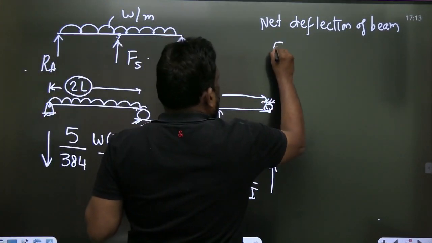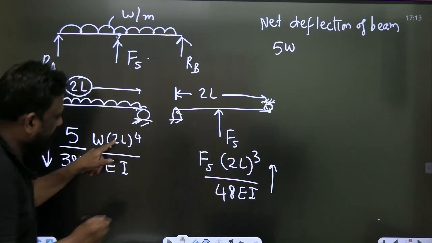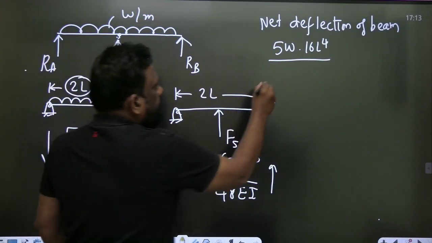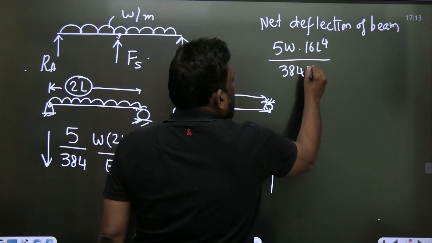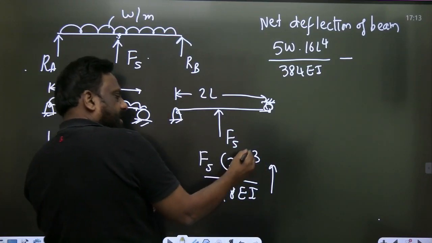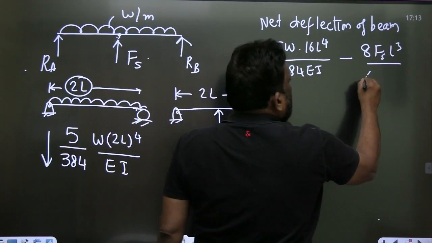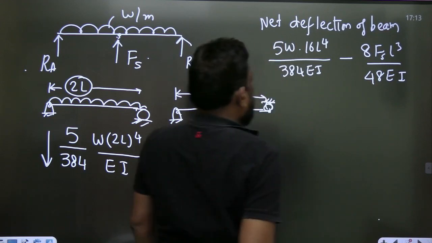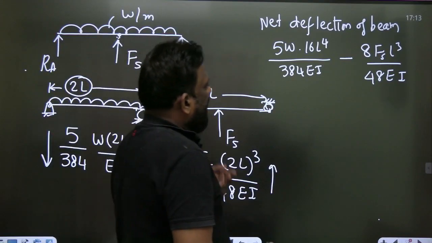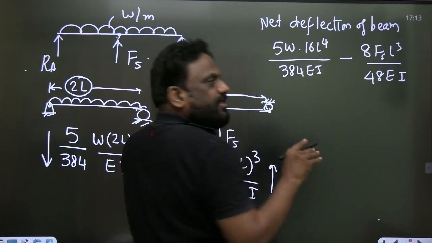So it will be 5W, 2 power 4 is 16, into 16 L power 4 by 384 EI, minus, one upward and one downward, 2 cubed is 8, Fs L cube by 48 EI. Excellent. Can we do something? We'll plan. We'll see. And that should be equal to the net deflection, whatever it is deflecting.